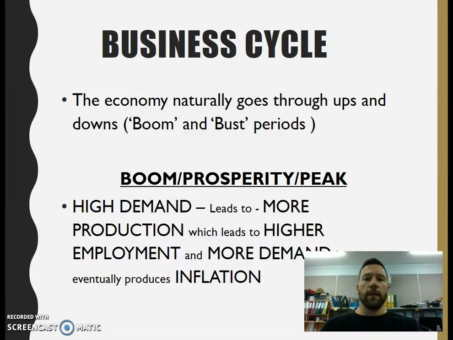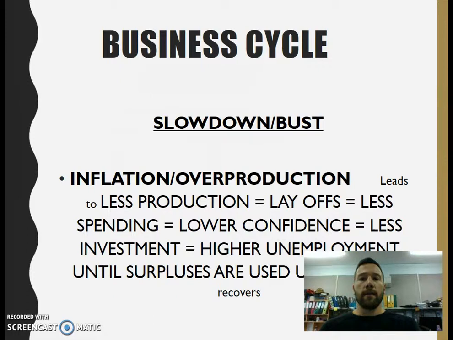And so naturally, economics go through boom and bust periods, or sort of highs and lows, peaks and troughs. So during a boom or a peak period, there's high demand for goods, which leads to the higher production of these goods. And to do that, you need more employment of people to make the goods, and then they have more money to buy more goods. So those are symptoms of a peak period or a boom period. And then naturally, there's usually a decline that follows.